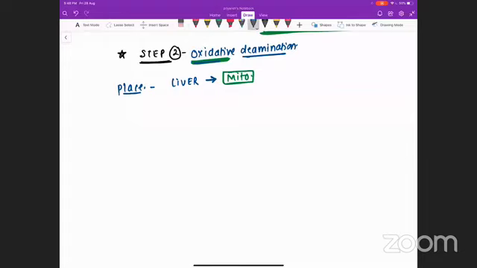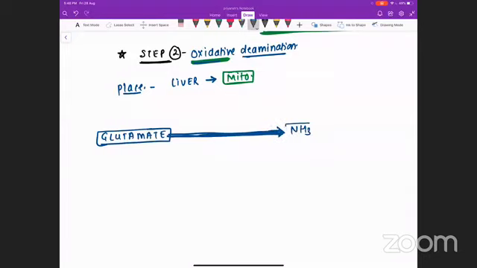So what will the reaction be? Glutamate is going to donate the ammonia, so glutamate will be the substrate. We have transported all the glutamate from the body to the liver. In the liver, we are going to take out the ammonia from glutamate. This is the task, and this process is called oxidative deamination.